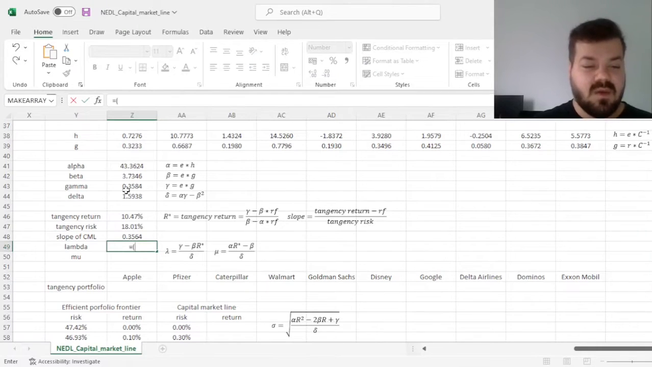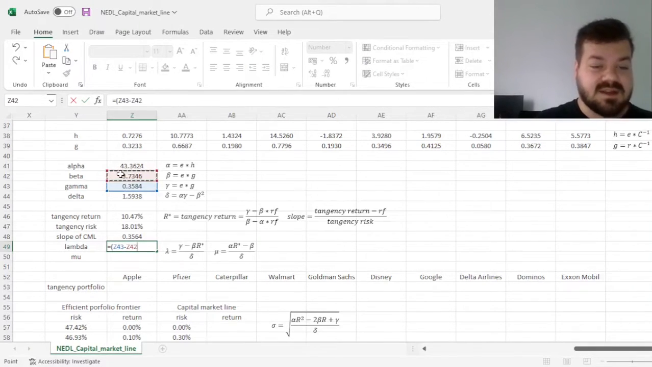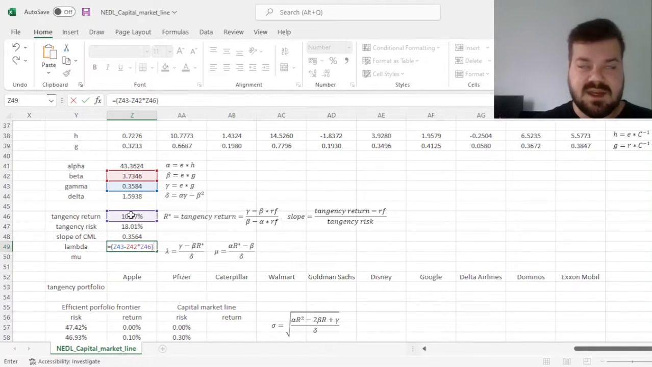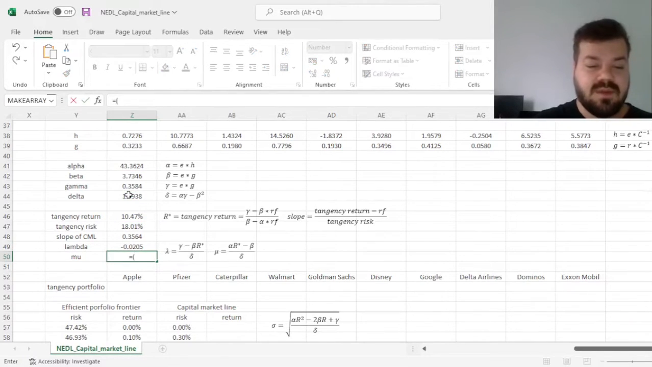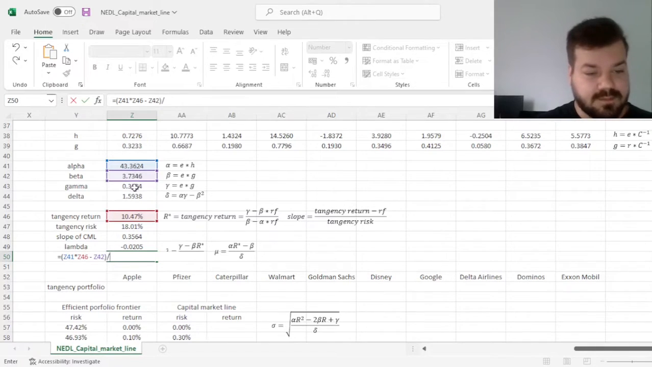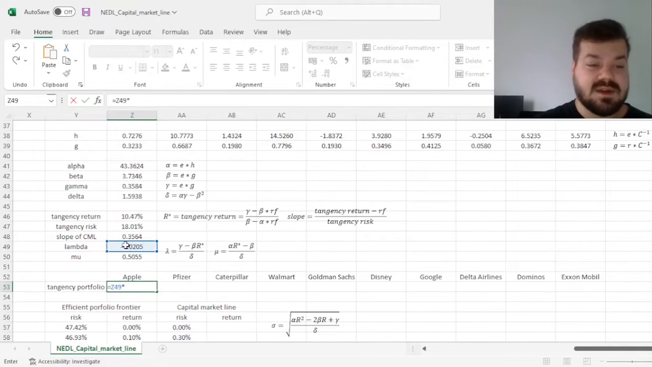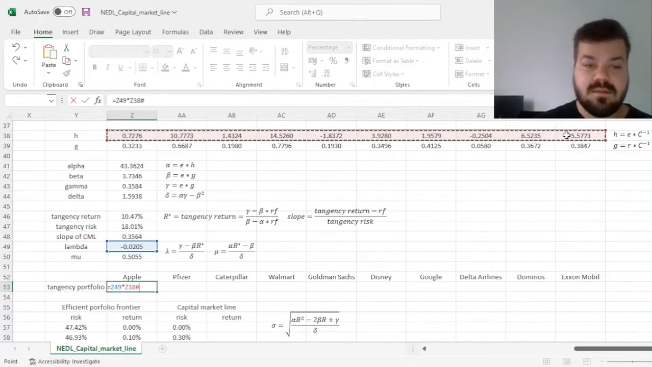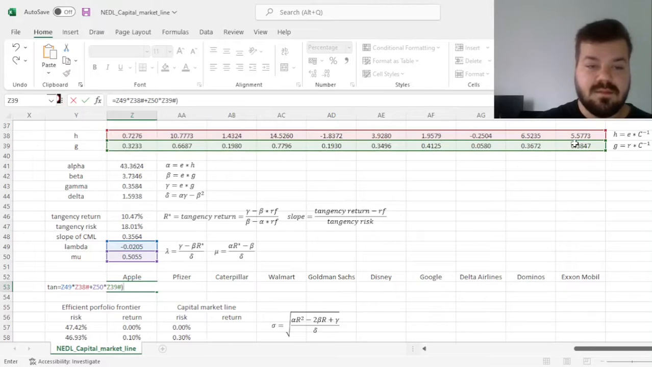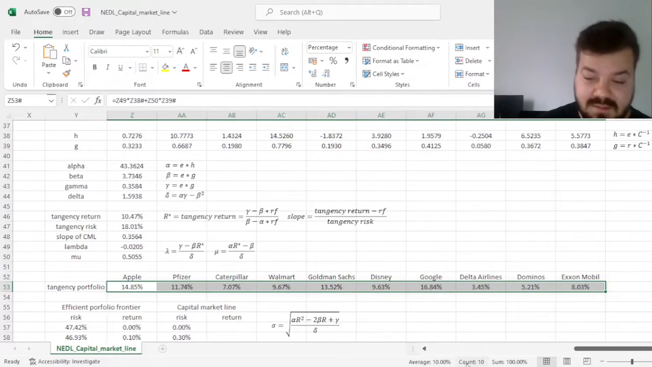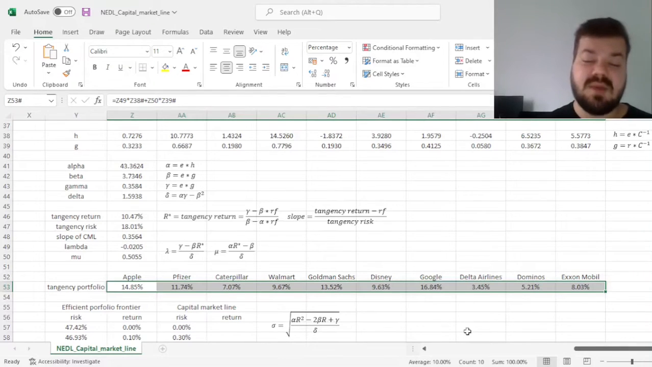So for the lambda, we subtract from gamma beta times our target return, which here is the tangency return, as we seek to establish the tangency portfolio weights, divided by delta. And for the mu, we first calculate alpha times the tangency return minus beta and divide by delta. And finally, we can assemble our tangency portfolio by multiplying lambda times our H vector and adding mu times our G vector. And we have got our portfolio assembled. It sums up to 100%, meaning that we haven't made a mistake anywhere.